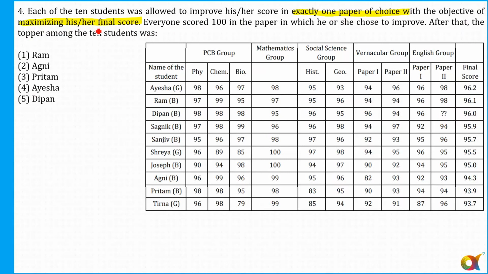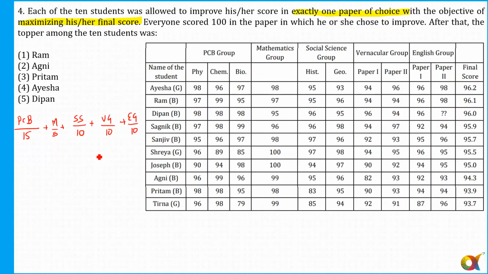Let's see here. We know that the final score is nothing but the PCB group. In PCB, the average of P plus C plus B, that is divided by 15, as we have seen. In mathematics, divided by 5. For social science, add all the subjects of social science, that is history plus geography, divided by 10. In the vernacular group, the sum of both the numbers divided by 10. And in the English group also, the sum of both the numbers divided by 10. This is the final score.